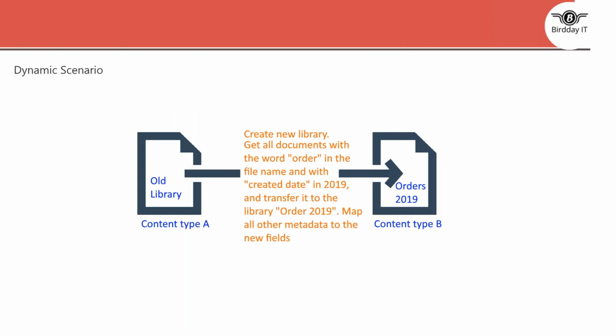For example, we can create a new library automatically with clicking only one button. And it's possible to migrate all documents with the word order in the file name and create dates in 2019 to a library called orders 2019. All other metadata can be mapped at the same run. So very quick to make a different structure and hopefully a much better structure.